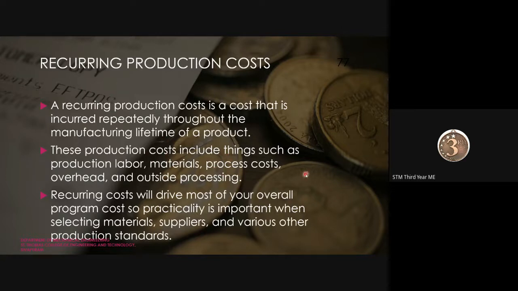Then process cost is each operation that depends upon the machine or the amount of electrical energy it requires to run that machine. So these are all coming under the process cost. Then overhead cost comes as a total cost on the basis of the costs we have mentioned: labor cost, overhead labor cost, material cost, overhead material cost, etc. So all the total costs are coming under the overhead cost. And outside processing. Outside processing is subcontracting and concurrent engineering, which we have studied earlier.